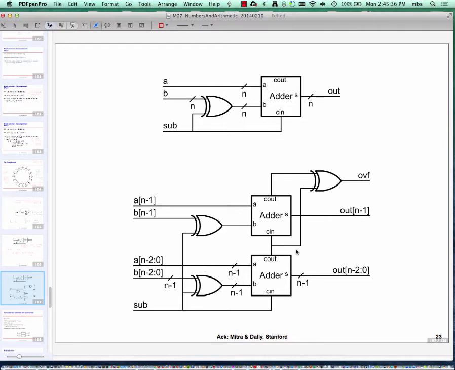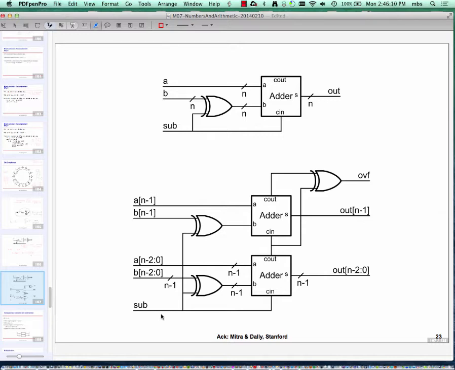This adder is just a bunch of full adders, each one of them with a carry in and a carry out. Ignore this XOR gate for the moment. Each full adder takes the corresponding bit position of A and the output of the XOR gate, and takes a carry in from the previous stage. And at the zeroth stage, the carry in is coming from sub. So it's the same adder as before.